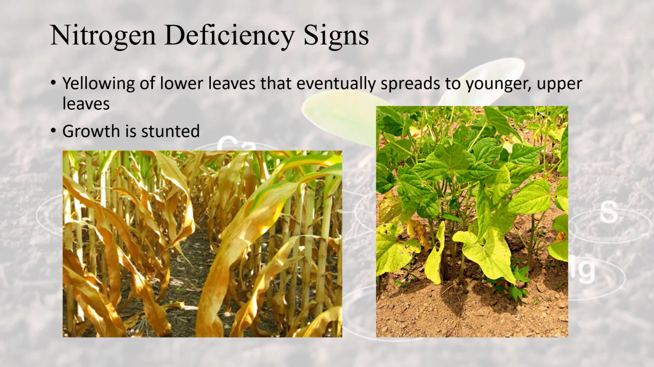So what does a nitrogen deficiency look like, right? We said nitrogen is needed by our plants in the greatest amount of quantities. It's often the most common deficiency. What does that deficiency look like in our plants? Well, what we'll see is the yellowing of our lower leaves that eventually spreads to the younger upper leaves, and we'll see stunted growth. And again, we're seeing it in our lower leaves because nitrogen is a mobile element, right? As our plants are growing and they need more nitrogen, they're able to take it from their older leaves or their older tissues first.